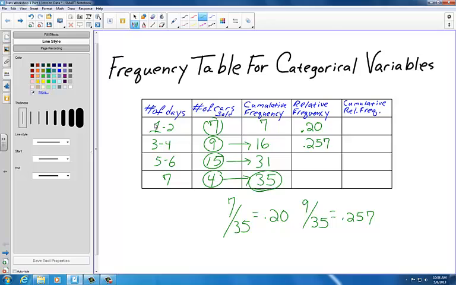I do the same thing for the next 2 categories. On days 5 and 6, 15 cars were sold divided by the total number of cars sold for the week. That gives me 0.429, or 42.9%. And finally, for day 7, 4 cars were sold. So I divide 4 by 35, and it turns out that 0.114, or 11.4% of cars were sold that week.